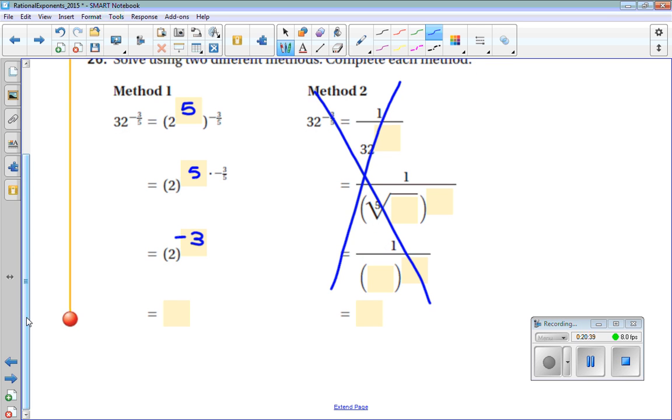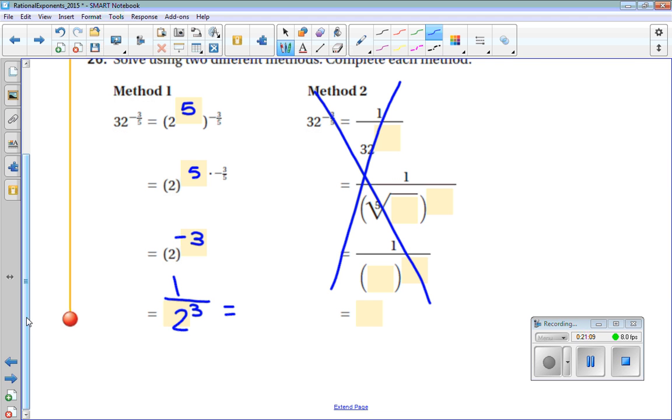But I still have a problem. What's the problem now? Negative 3, the negative exponent. So I need to write that as 1 over 2 to the positive 3. Do you agree? What is 2 to the third?